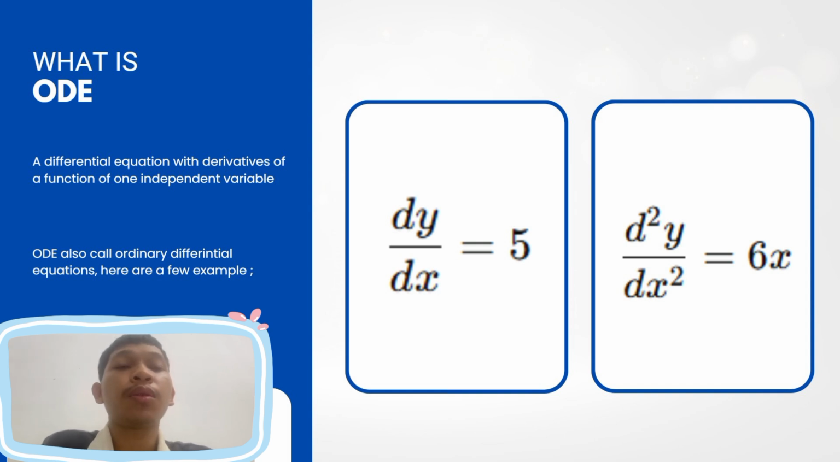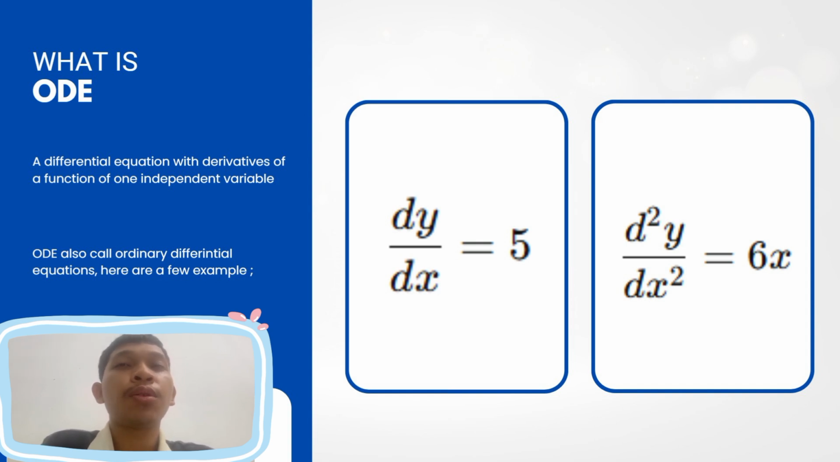From now on, I will explain to you guys what is ODE. ODE is actually a differential equation with derivative of a function of one independent variable. ODE is also called an ordinary differential equation. There are a few types of ODE. From now on, I will show you guys a few examples of ODE.